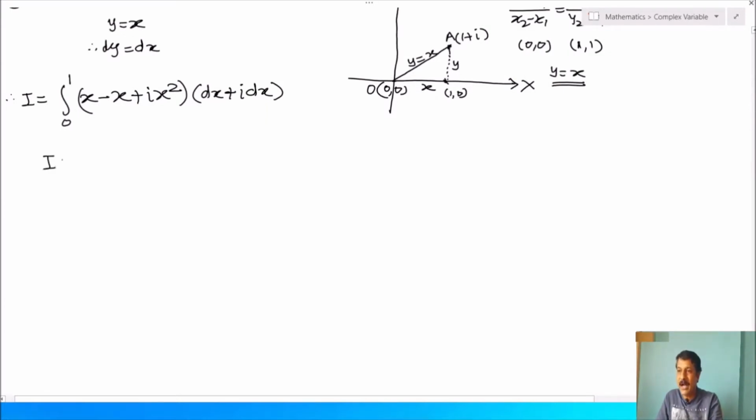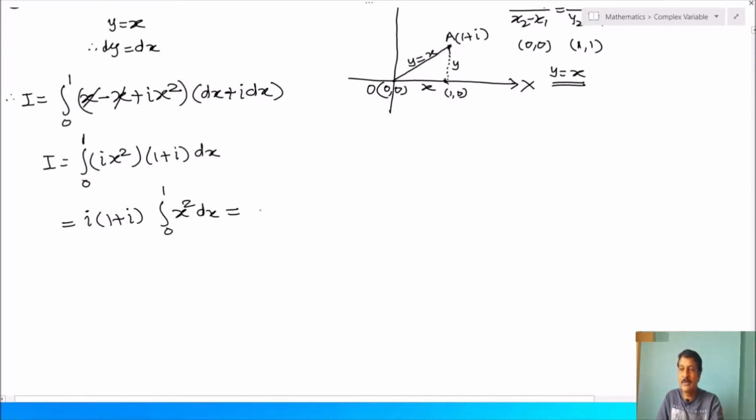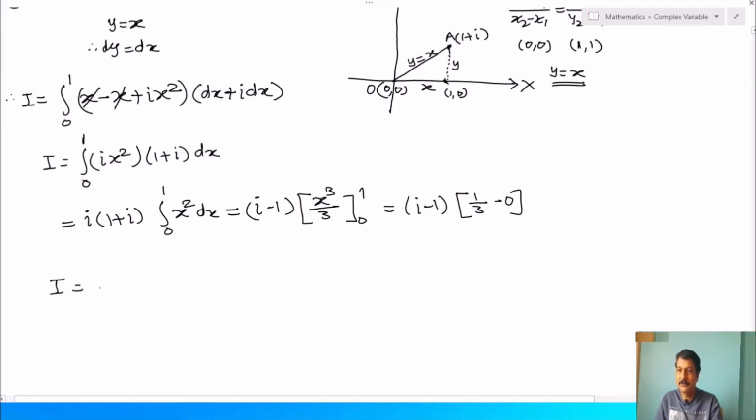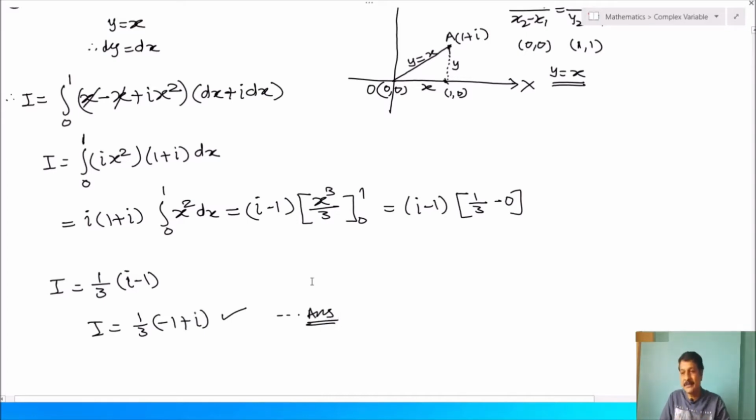Now simplify this. I equals the integral from 0 to 1, where x and x get cancelled. I am getting i x squared dx, common 1 plus i, dx. So, you take i and 1 plus i outside, and inside is the integral from 0 to 1 of x squared dx. Simplifying, it is i minus 1, because if we multiply i inside, I get i minus 1, and the integral is x cubed by 3 from 0 to 1. So, i minus 1 times upper limit minus lower limit. The upper limit gives 1 by 3, minus 0. So, I equals 1 by 3 times (i minus 1). The same thing I can write as 1 by 3 times minus 1 plus i. So, along the first path, this is your integral value.